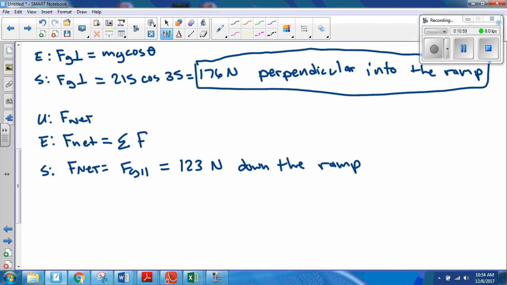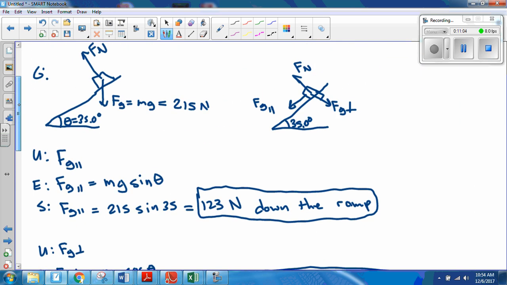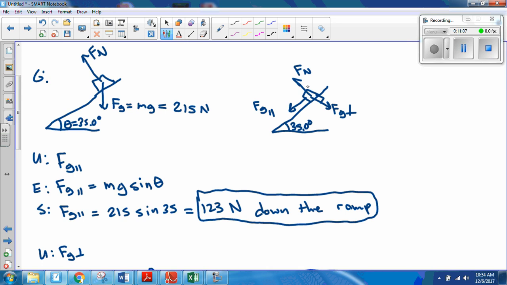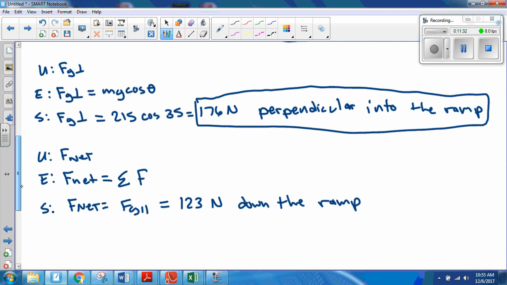Yes, sir. Okay. So we add the forces on the free body. This one is up and this one's down, right? Ish. At least they're up and down-ish. But they're opposite directions and they have the same magnitude. So that would be like 3 going up in the positive direction and 3 going down in the negative direction. So 3 minus 3 is 0. So this part cancels each other out. Okay? So that was 123 newtons down the ramp.